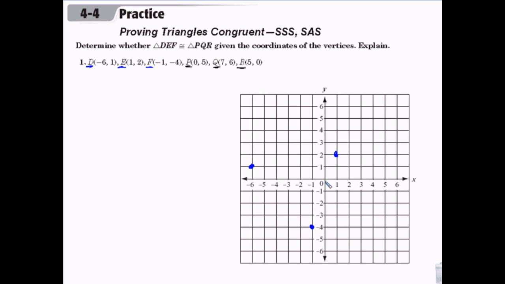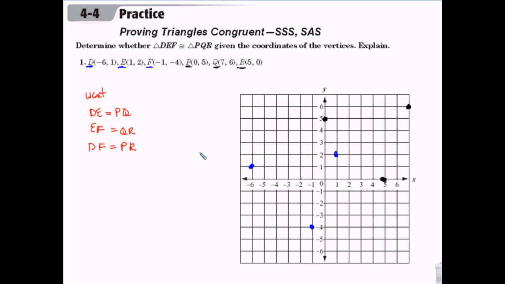P is 0, 5. Q is 7, 6. And R is 5, 0. Okay. Now I want DE to equal PQ. I want EF to equal QR, and I want DF to equal PR. Okay, and I'm just doing that from the order of the triangle letters and the names.